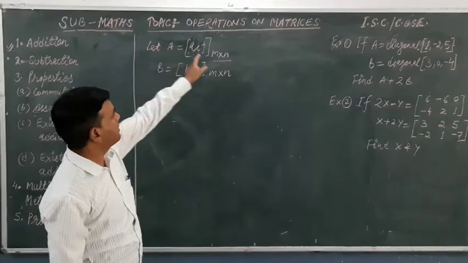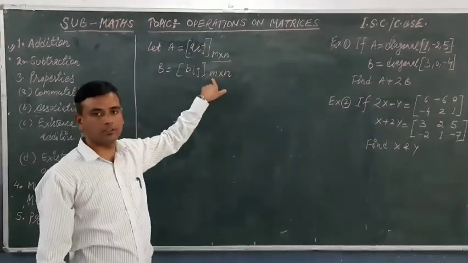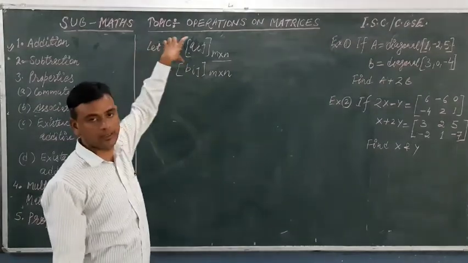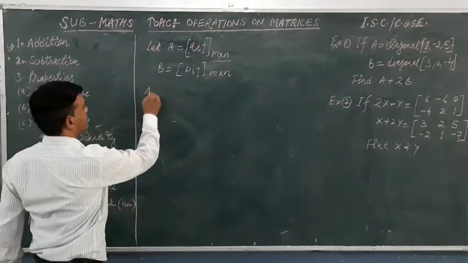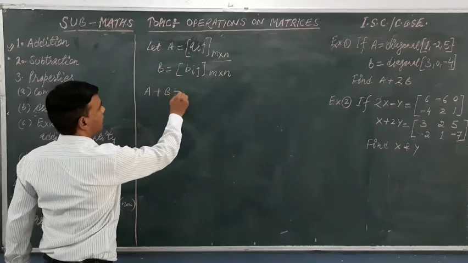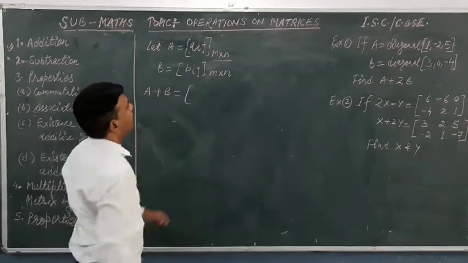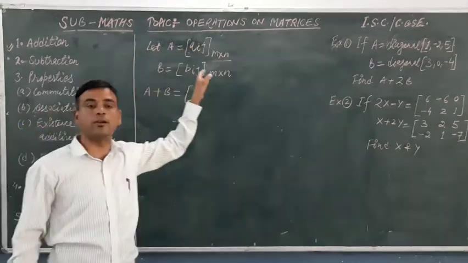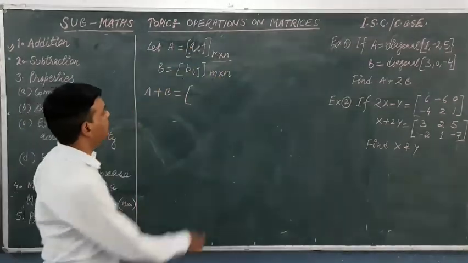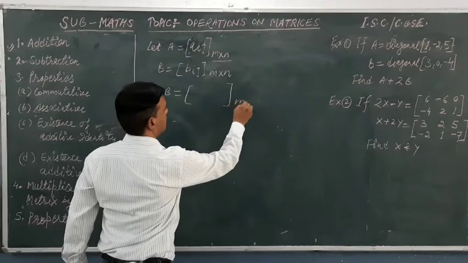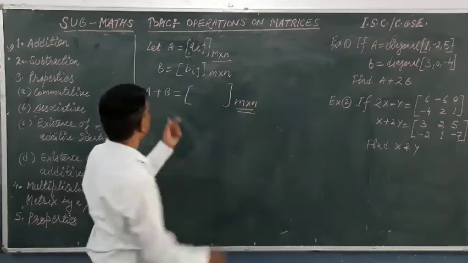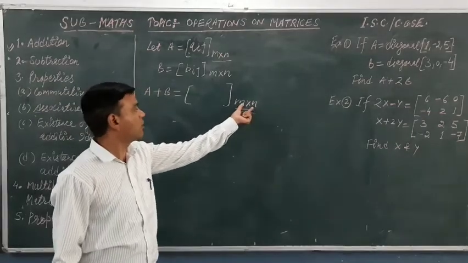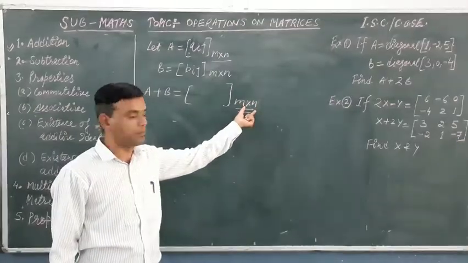The order of the first matrix A is m into n and the order of the second matrix is also m into n. Therefore their addition exists, and the addition of these two matrices will be A plus B. The corresponding element of the first matrix will be added with the corresponding element of the second matrix, and the order will be the same. It means the resultant of the addition of two matrices has the same order.